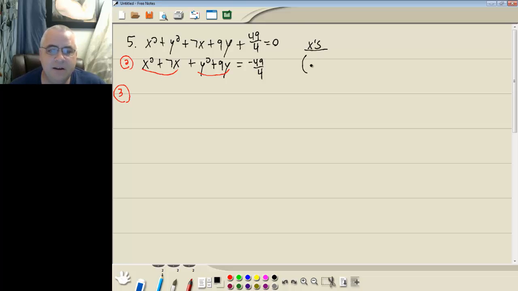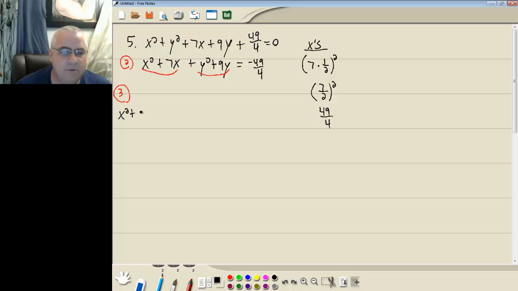So for x's, we're going to take the number before our x, which is 7, multiply times a half and squared. So again, whatever number's in front of your x, it's always times a half, it's always squared. Do not change these to decimals. 7 times a half is 7 halves, and 7 halves squared gives us 49 over 4. And we want to add that to both sides. So I got x squared plus 7x plus 49 over 4. And I'll add it over here too. So I got negative 49 over 4 plus 49 over 4.